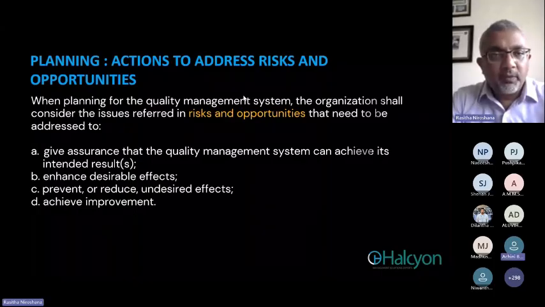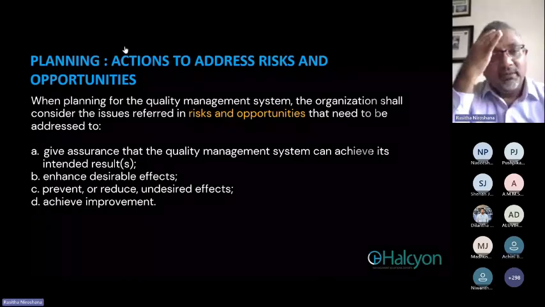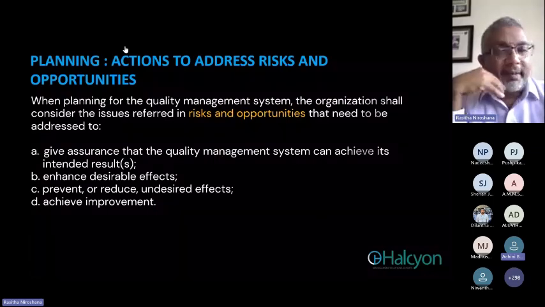Team, are you working on the action plan? If you can't do an action plan, you can't become an implementer. So you need to have a proper action plan.